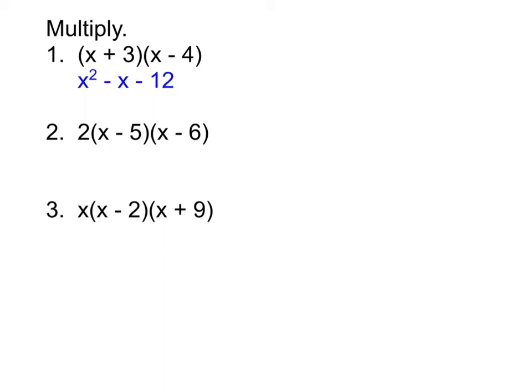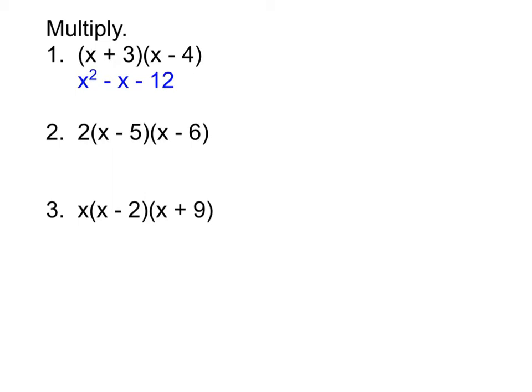For number 1, you should have gotten an answer of x squared minus x minus 12. Because remember, we multiply everything in the first parenthesis by everything in the second parenthesis, and then we combine the like terms. So we're combining that negative 4x and the positive 3x in the middle to get that negative 1x, which we just write as negative x.